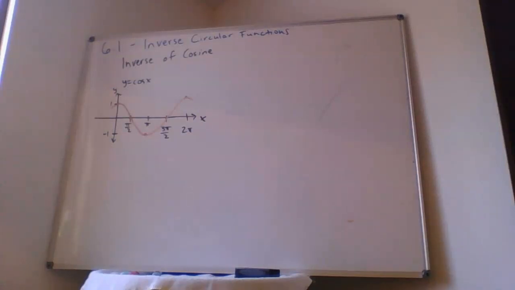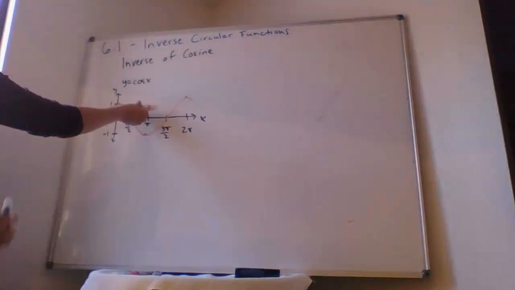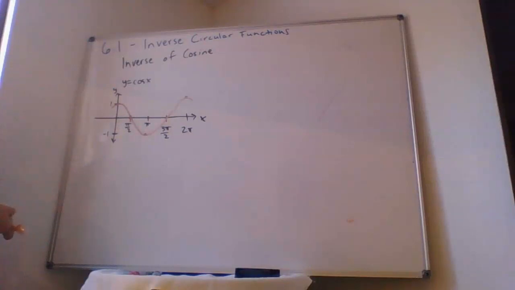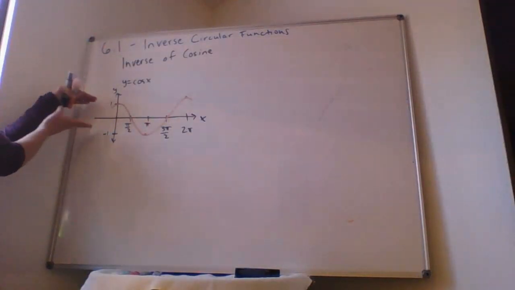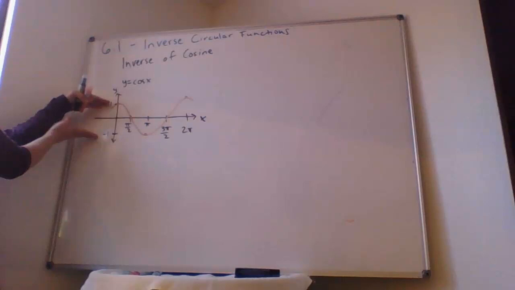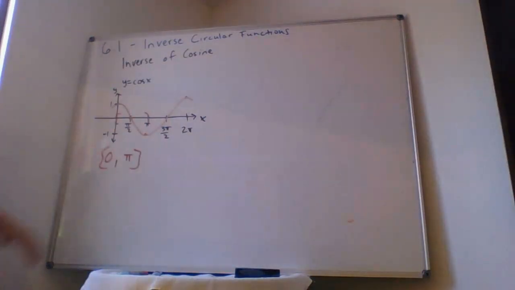So I started by graphing y equals cosine x, and we will see that this is not one-to-one because it fails the horizontal line test. So we need to restrict the domain, making sure that when we restrict the domain, we get all y values in between -1 and 1. Therefore, we will restrict the domain from 0 to pi.